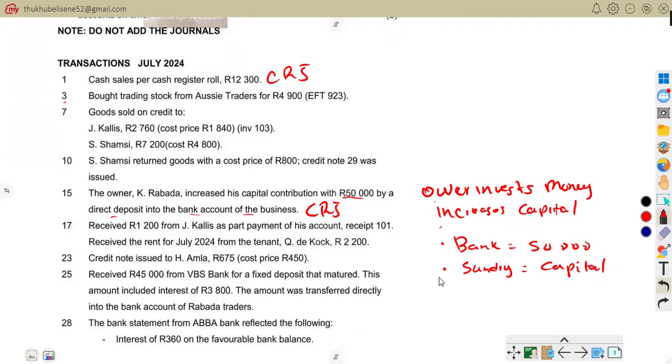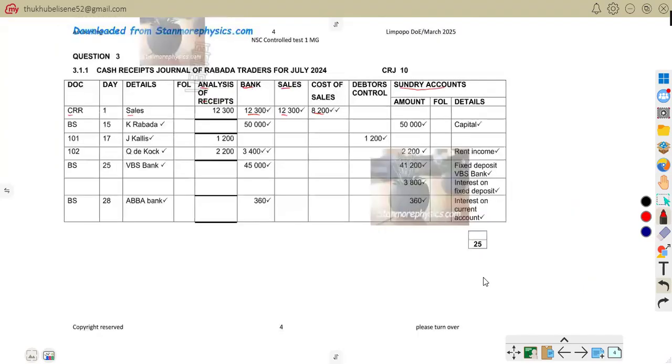Like I've said, if we don't have a column for a transaction, it goes into sundry accounts. So let us see how it was. The owner invests the money and increases capital, so it goes into the bank. That is 50,000. Then we go to sundry accounts because we don't have a capital column here. The amount is 50,000 and our details will be that it was for capital. That's the description of this amount. Hope we are together, good people.